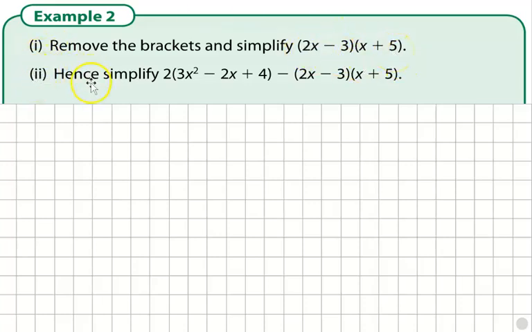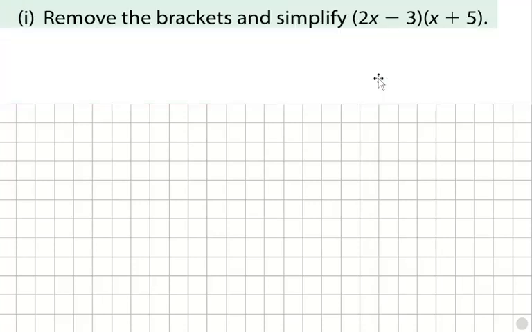And then part 2, hence, so using your answer from part 1, simplify 2 times 3x squared minus 2x plus 4 minus 2x minus 3 times x plus 5. Hopefully you notice that these are the exact same. So if we work out the answer to part 1, then we can skip a few steps and just put that answer in here in place of these two sets of brackets. So it'll save us a bit of time. So let's just do part 1 for now.